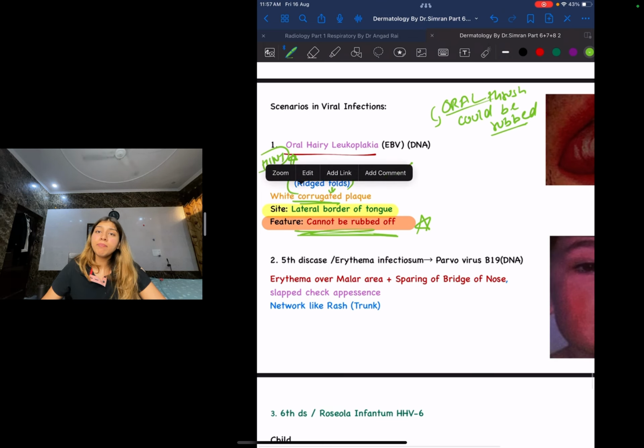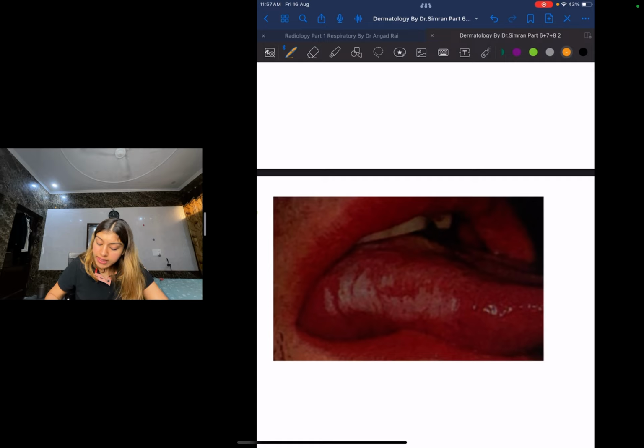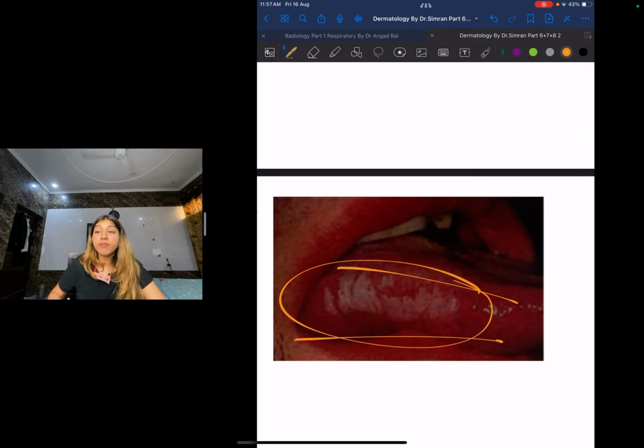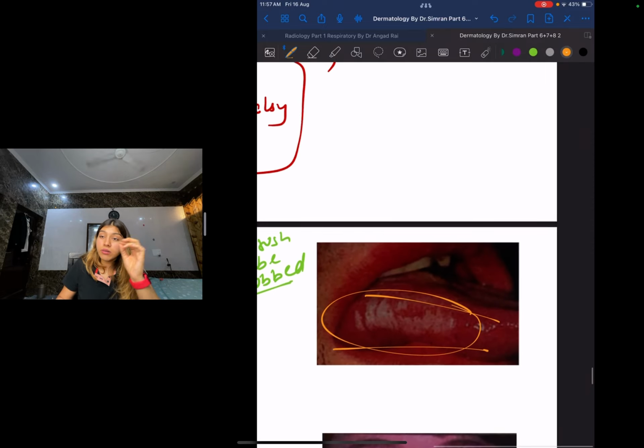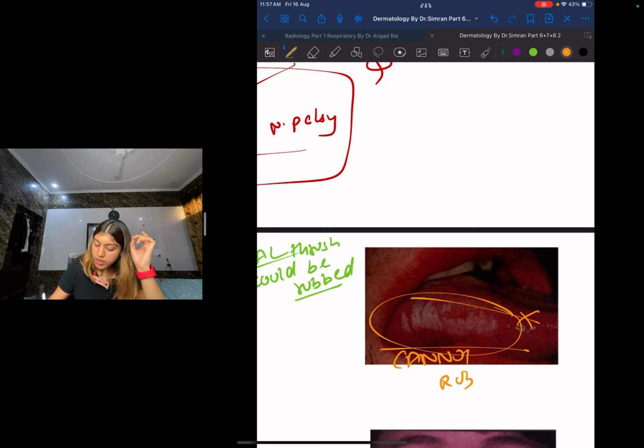Very, very important guys. Okay, now let us look at the image. This is the image. You guys can see this is present at the lateral border of the tongue. You can see this white sheet type lesion over here. And if I try rubbing it off, it will not get rubbed off. Cannot rub. Okay, this is what you need to know about this image.